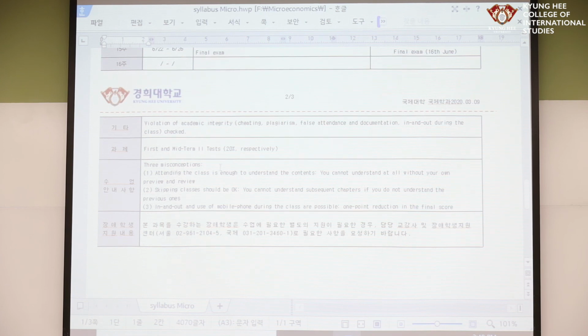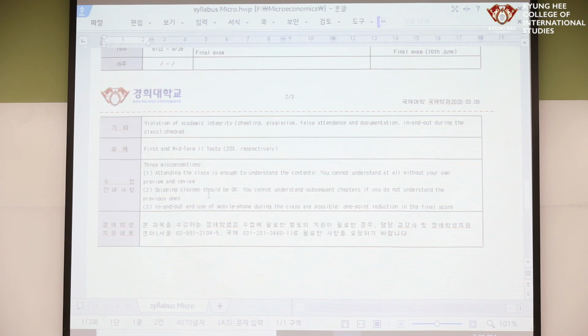Number 1, attending the class is not enough to understand the content, right? Your own preview and review is really important. If you want to get A+ or A0, you have to solve some chapter questions for yourself. That is really necessary to receive high grades.